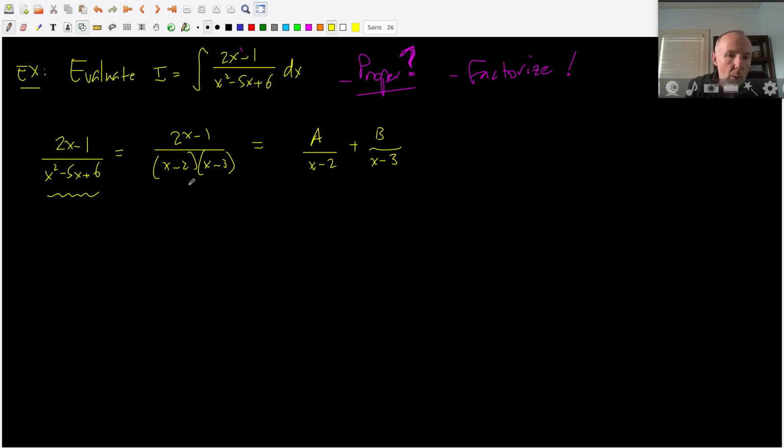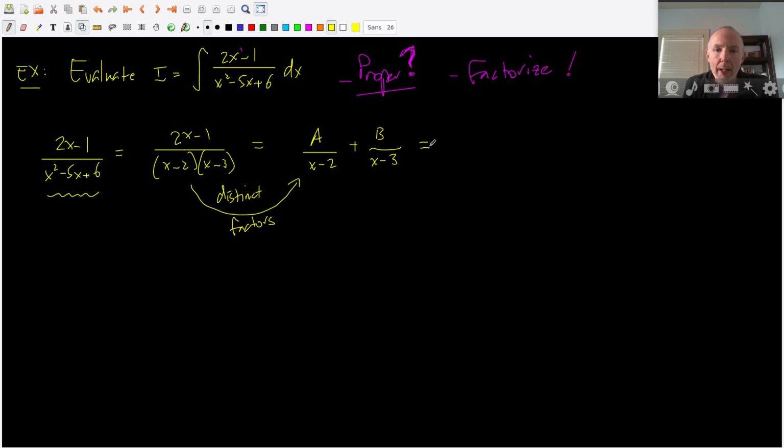As long as these are distinct factors, this is something we're going to look out for, we can do this. By distinct, I mean different. This one's x minus 2, this one's x minus 3. They're different, and that means we can split it up in this way.